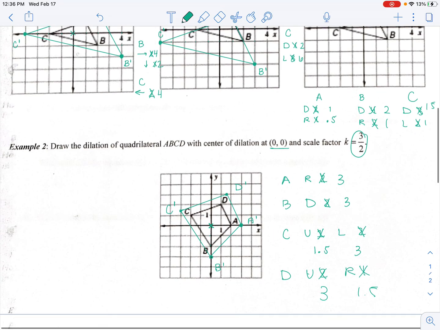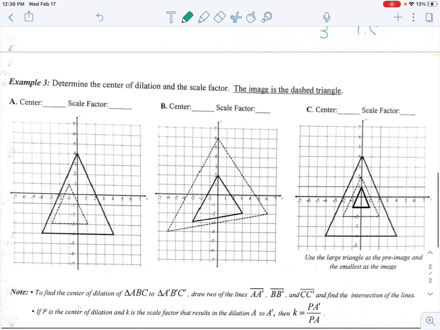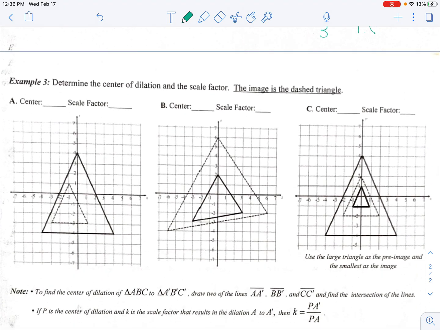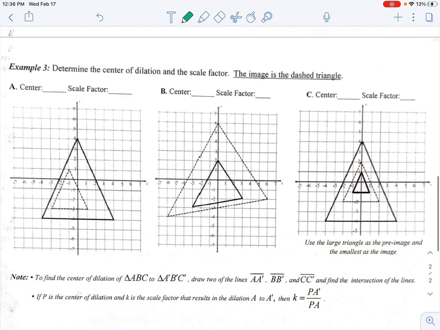What we're also going to study today is how to go from the two shapes and figure out what the center is and what the scale factor is. So we are going to need some rulers. All right, so this one tells us that we need to determine the center of dilation and the scale factor, and that the image, so our brand new shape, is the dashed triangle.